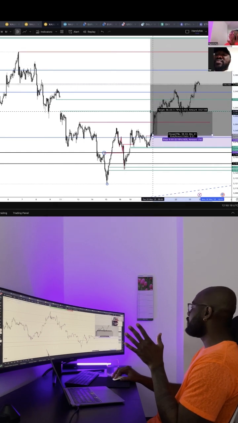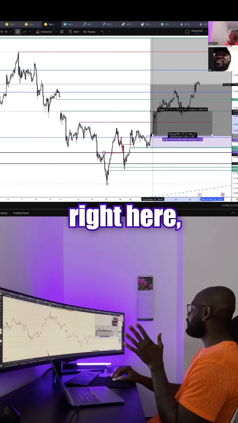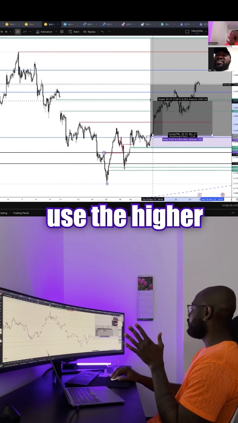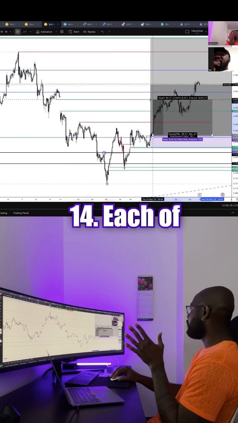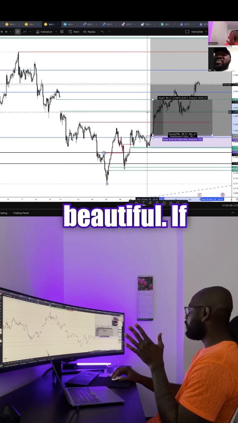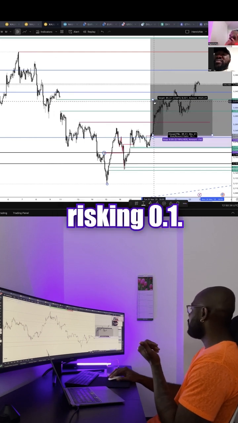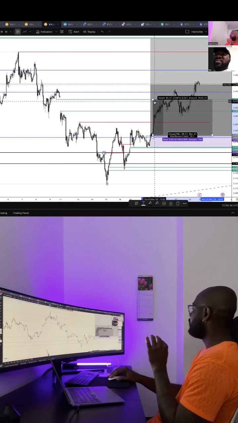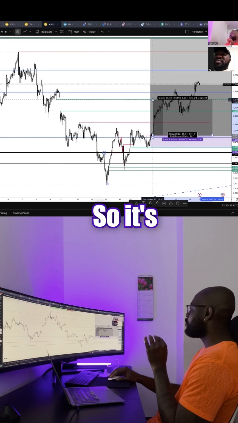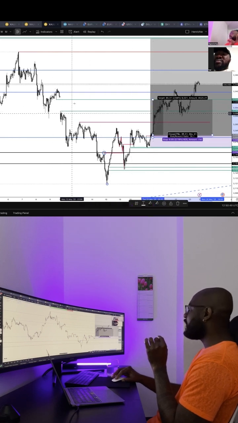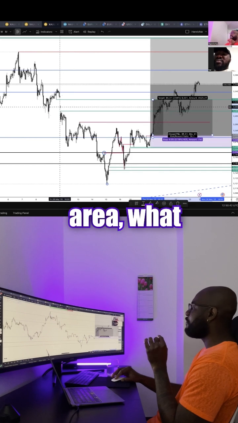I can either use the open, I can use the close. And either way, if you use the open right here, it's a 1:9. And if you use the higher range here, it's a 1:14. Each of them is beautiful. If you're risking 0.1 on this trade, you're making 1.4%. Risking 0.1.